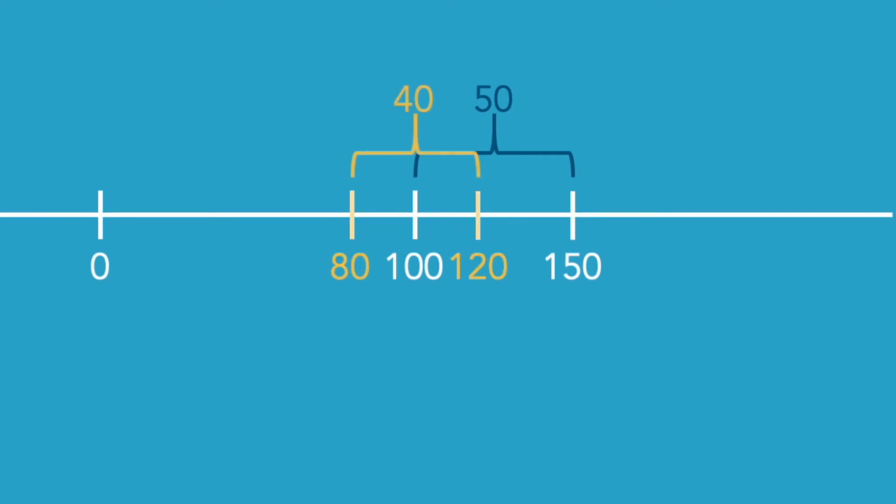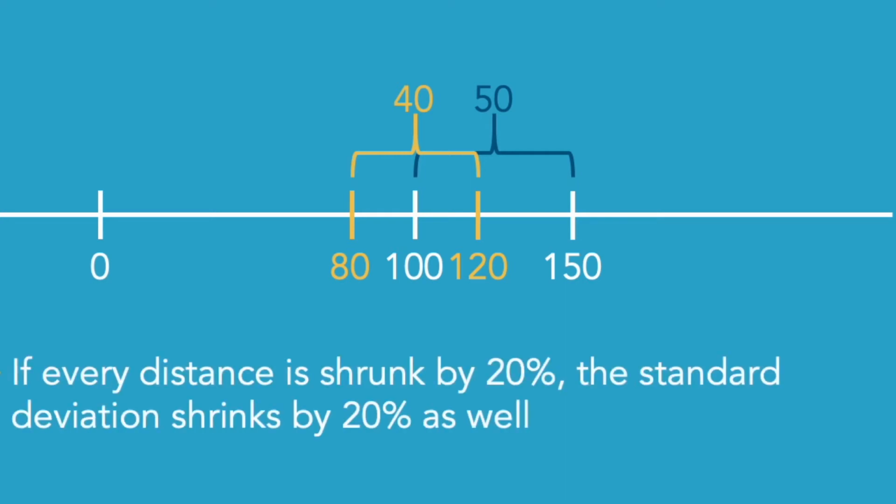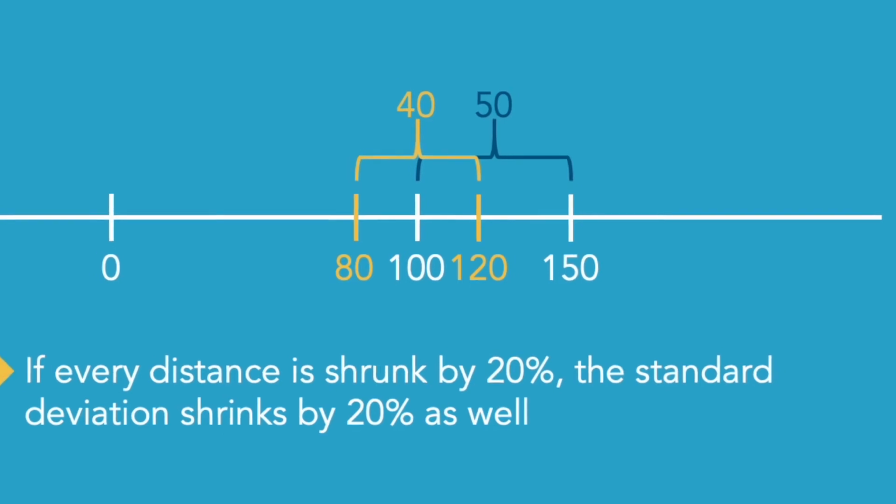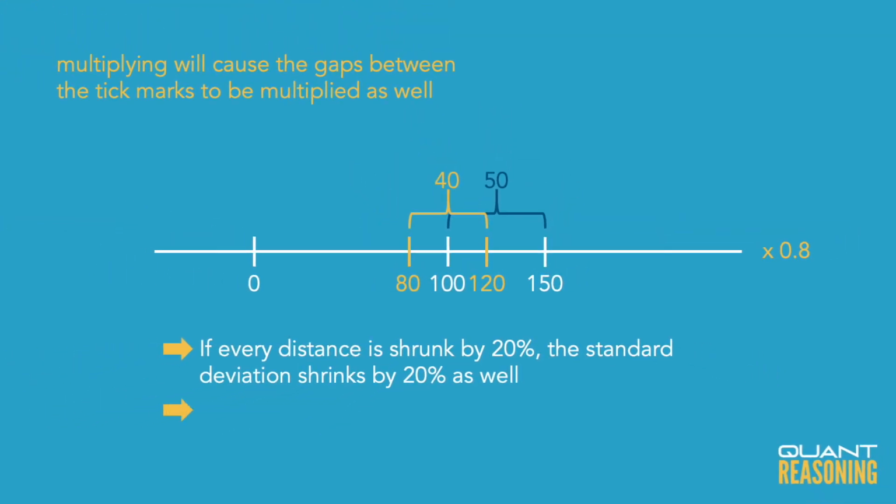And so if every one of the distances from 0 shrinks by 20%, that means that the distances among the tick marks will also shrink by 20%, which means that the standard deviation will also shrink by 20%. So that initial standard deviation of 20 is getting multiplied by 0.8, and therefore the correct answer is 16.